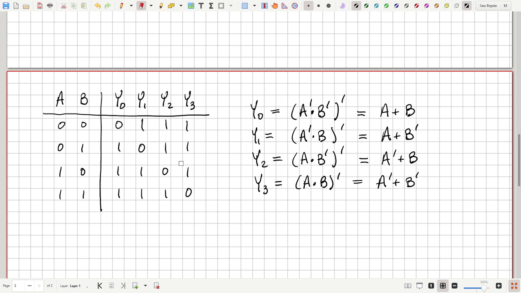Now, by the way, this demonstrates the fact that there can be multiple ways to express a logic function, right? So here are two logic functions that are equal, different ways to express the same truth table. Which one should we use? Well, you may look at this and maybe you think that these OR operations are simpler.